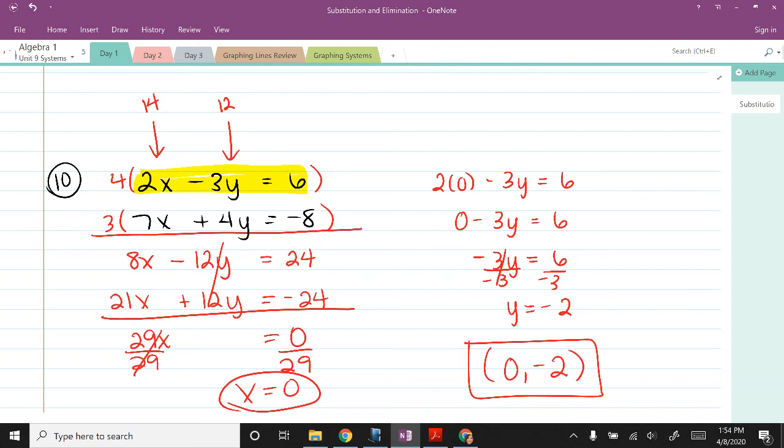On 5 through 12, you can use substitution and elimination. 1 through 4, obviously, you have to graph. So now you have all the information for systems of equations.